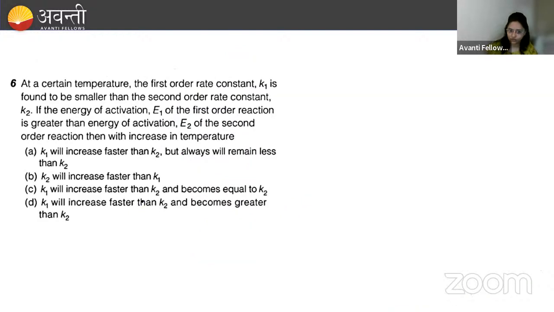At a certain temperature, the first order rate constant K1 is found to be smaller than the second order rate constant K2. If the energy of activation E1 of the first order reaction is greater than the energy of activation E2 of the second order reaction, then the increase in temperature will result in: 4 options were given. K1 will increase faster than K2, but always will remain less than K2. K2 will increase faster than K1. K1 will increase faster than K2 and becomes equal to K2. K1 will increase faster than K2 and becomes greater than K2. So this is a lengthier problem, but it is very easy.